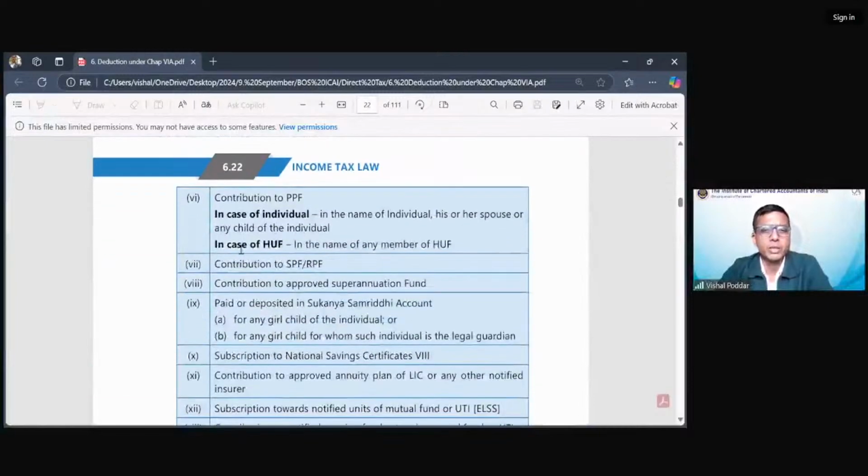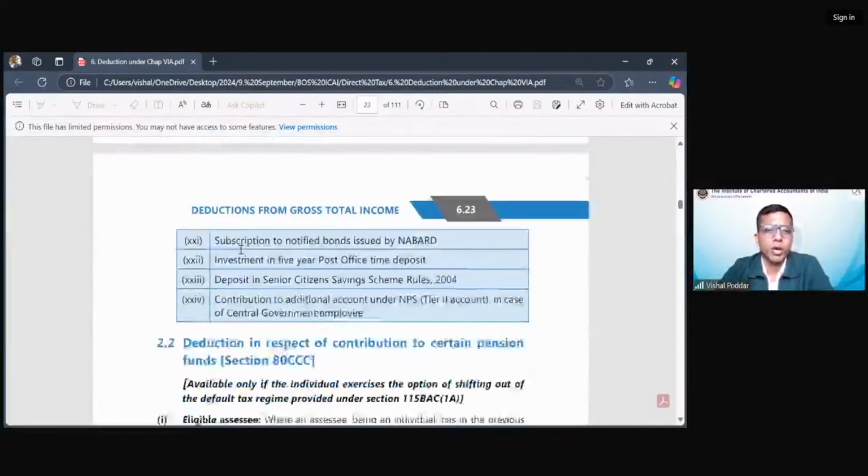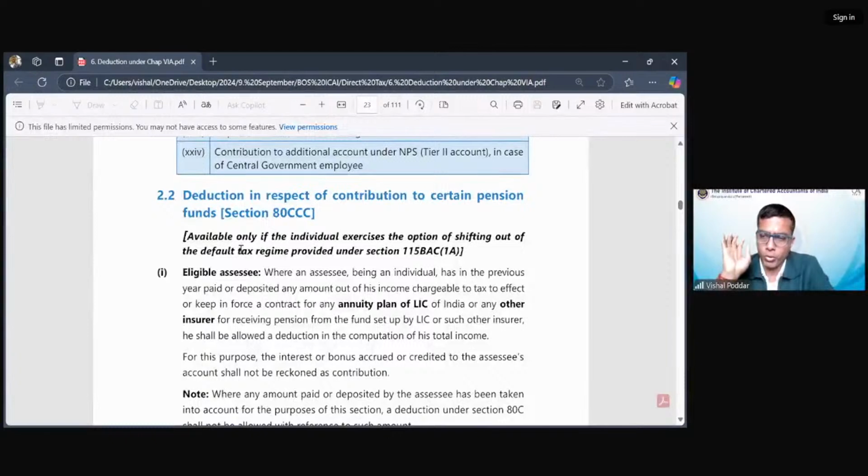Then they have given some conditions, some restrictions on its withdrawal. I request you all to read that on your own, right?